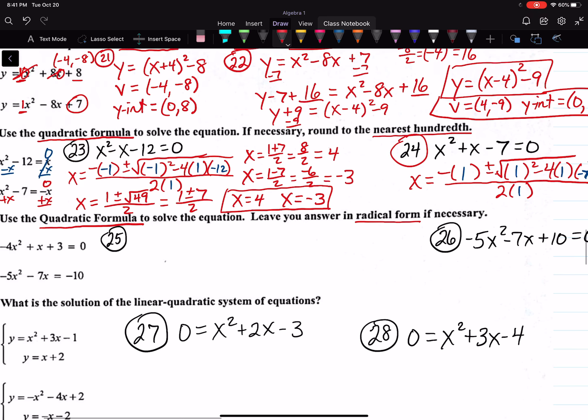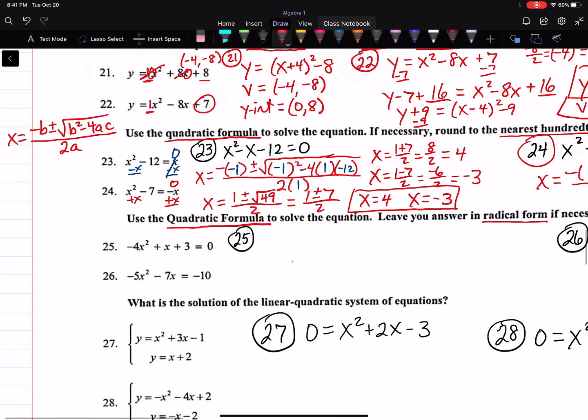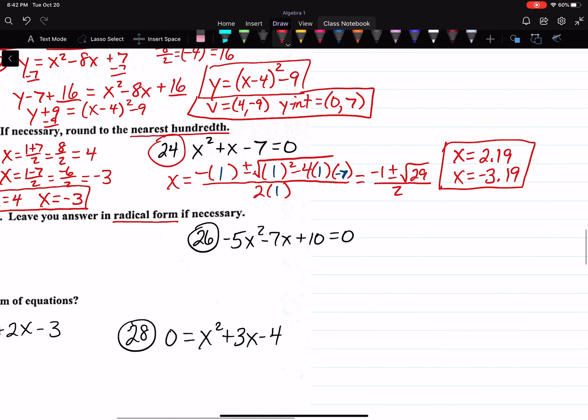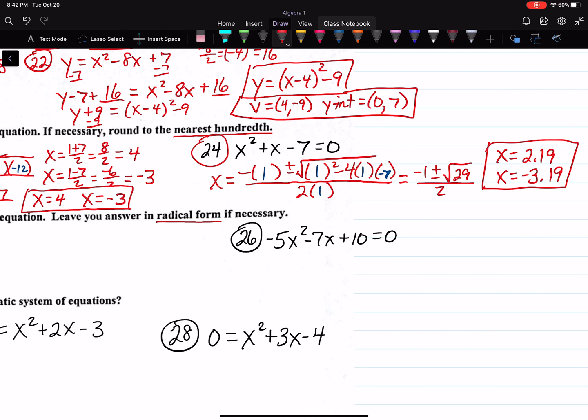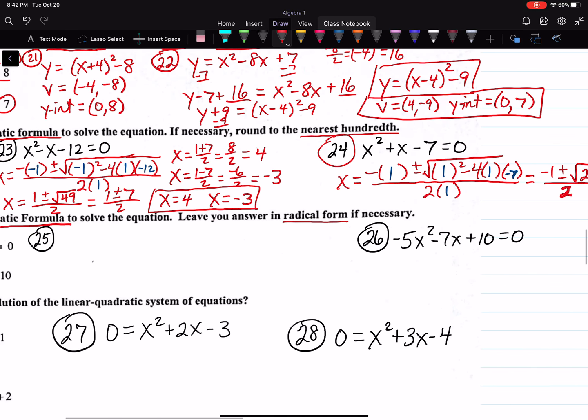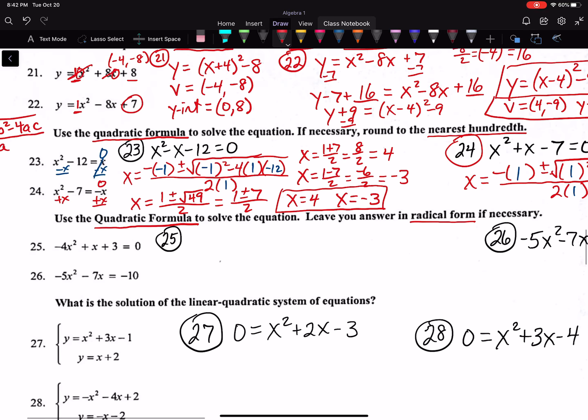So 25 and 26, I am working these the same way, but I'm leaving the answer differently. So on 25, my answer, like on 24 right here, where I had negative 1 plus or minus square root of 29 over 2, I would have been done, okay? I would have been finished after I did that. But they wanted those rounded. 25 and 26 do not. So 25 is set up like we want it. You already got your a, your b, and your c, and you're just plugging in.